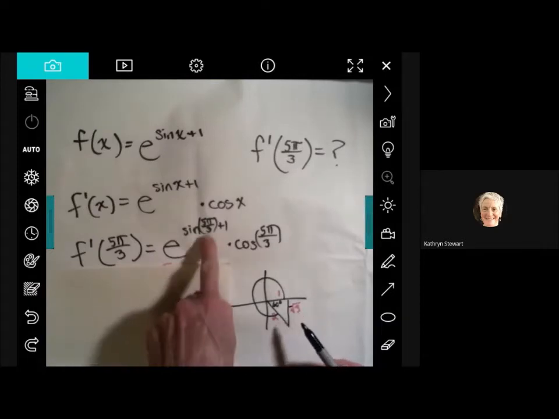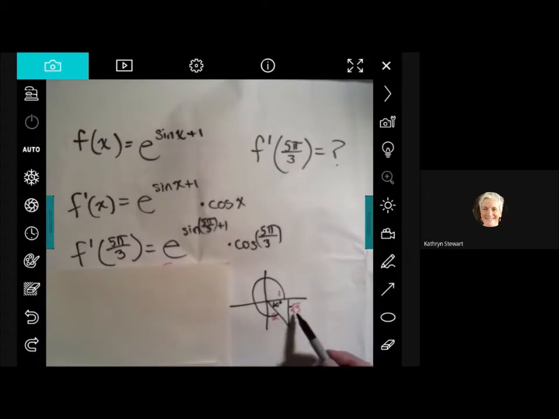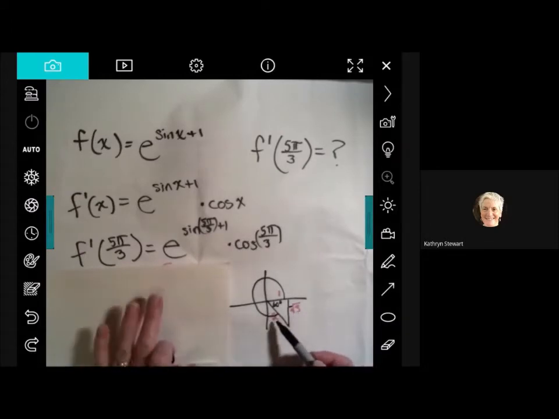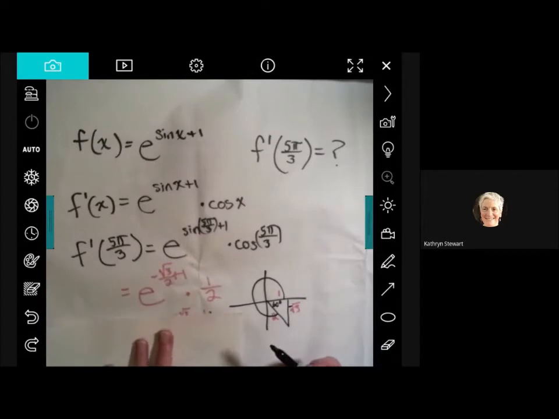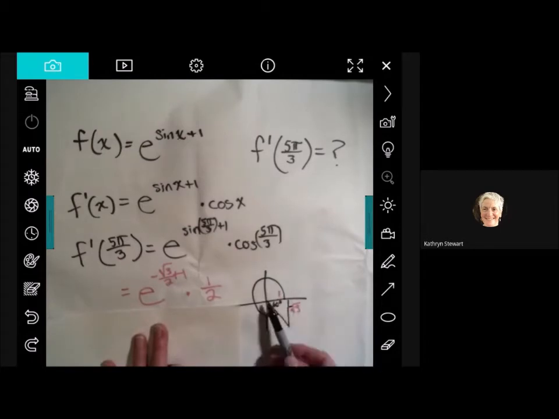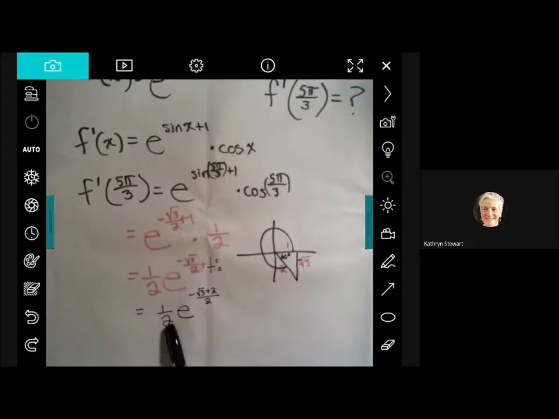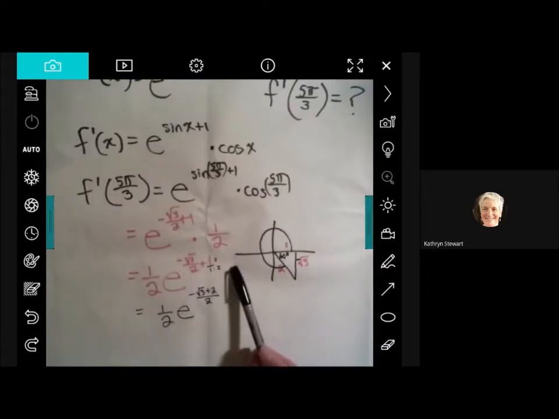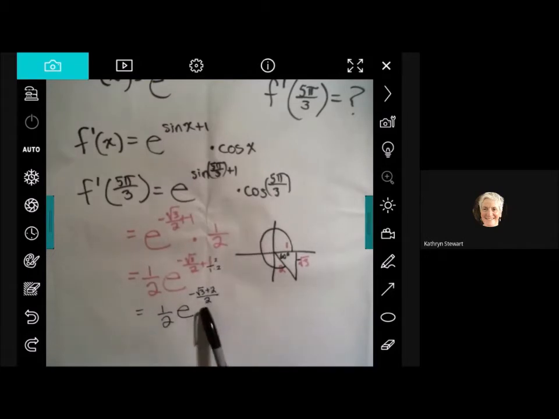Now I'm ready. So the sine of 5 pi over 3, sine is the y over the rotating arm, so that's going to be negative root 3 over 2. Boom. The cosine of 5 pi over 3, cosine is x over the rotating arm, so that's 1/2. And there's my answer. I just rewrote it and put the 1/2 in front, so it looks like a coefficient. And if you really want to be fancy, you can get a common denominator there with that 1 and rewrite your exponent as kind of one term, but that's not necessary.